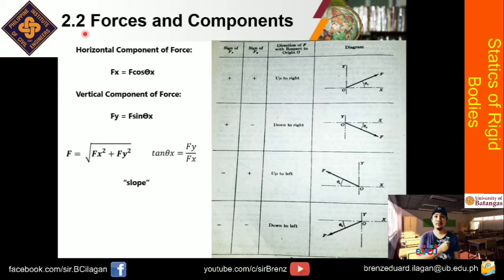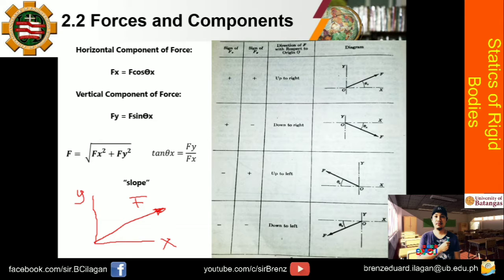Okay, so forces and components. Okay, so let's illustrate what these equations mean. So we have here a pen. So I'm now using our digital pen. So let's say this is your y and your x axis. Again, we have here a force F, acting at an angle of theta x. That theta x is measured from the x-axis. So that's why it has a subscript x.